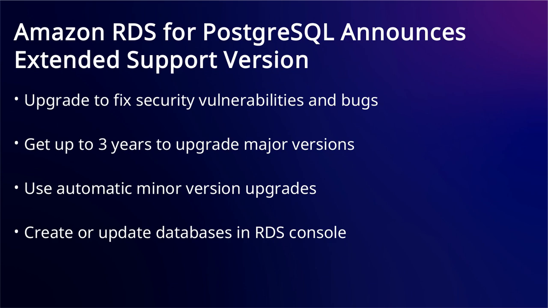Maintaining up-to-date and secure database systems can be challenging, especially when community support ends. Amazon RDS for PostgreSQL addresses this with extended support minor version 11.22-rds.20241121. You can upgrade to fix known security issues and bugs in older versions. Extended support provides up to 3 years beyond standard support to upgrade major versions, helping meet business needs.